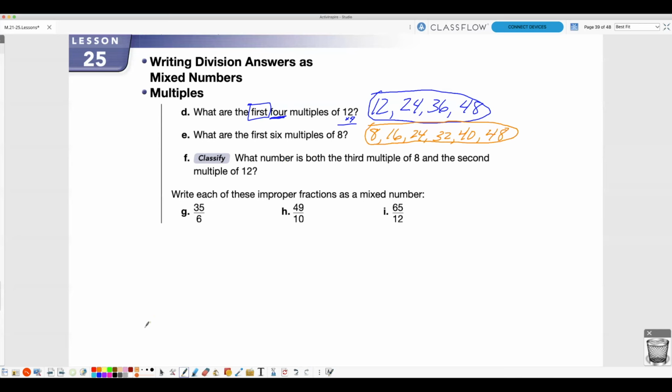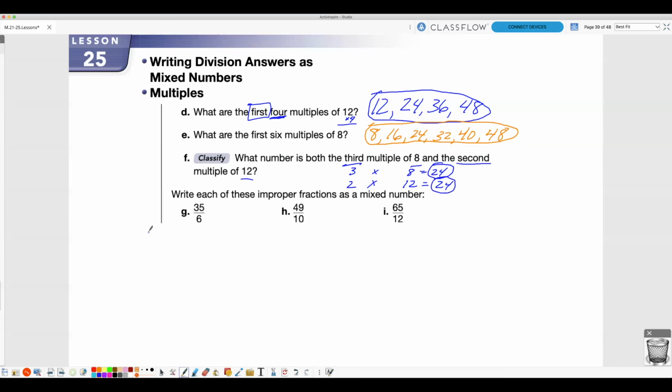Letter F, what number is both the third multiple of 8 and the second multiple of 12? So the third multiple of 8 would be 3 times 8, so 3 times 8 equals 24. And the second multiple, that'd be 2 times 12 equals 24. So what number is both the third multiple of 8 and the second multiple of 12? It would be 24. 24 is the answer.